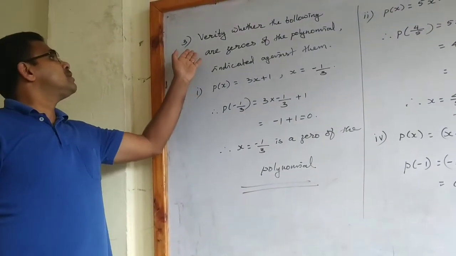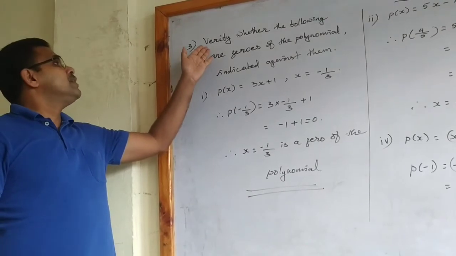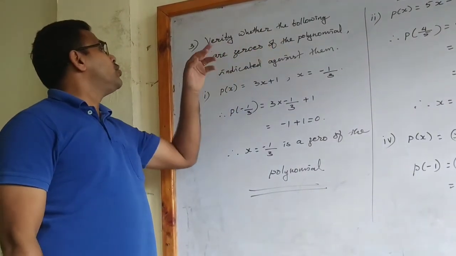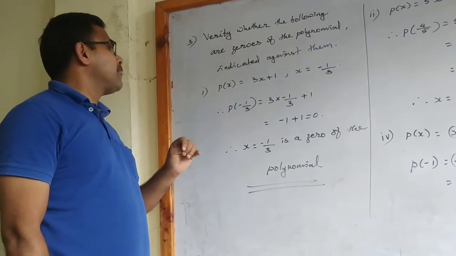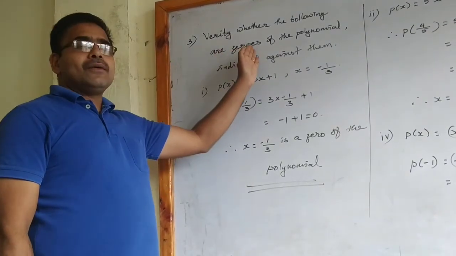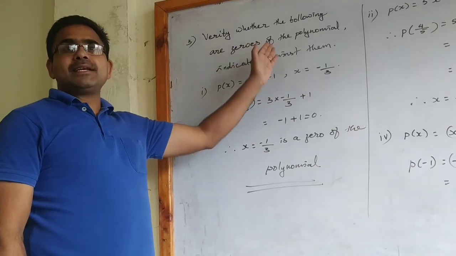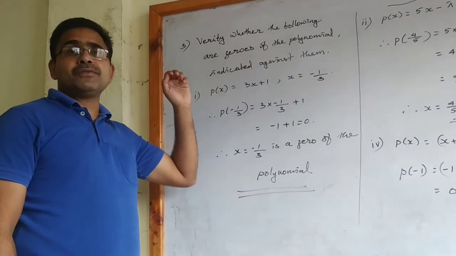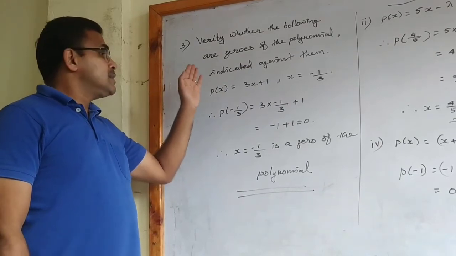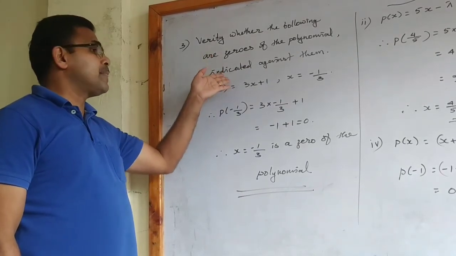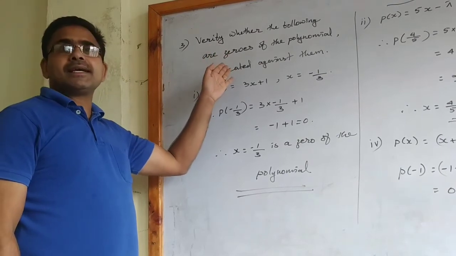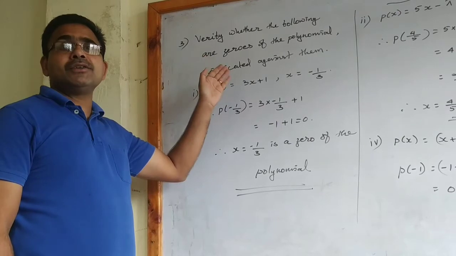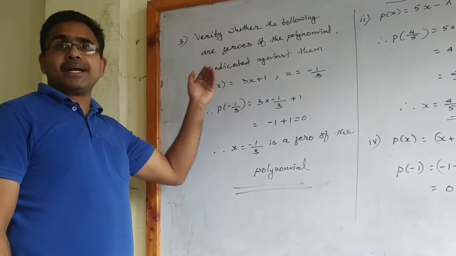Now we are coming to question number 3. What is the question? Verify whether the following are zeros of the polynomial indicated against them. Some values of the variable are indicated against the polynomial, and we have to check or verify whether those values are zeros of the polynomial or not. In that question number 3, around 8 questions are there. Here we have shown 4 questions, 4 different types of question. Then you will understand. The remaining questions you can practice yourself.